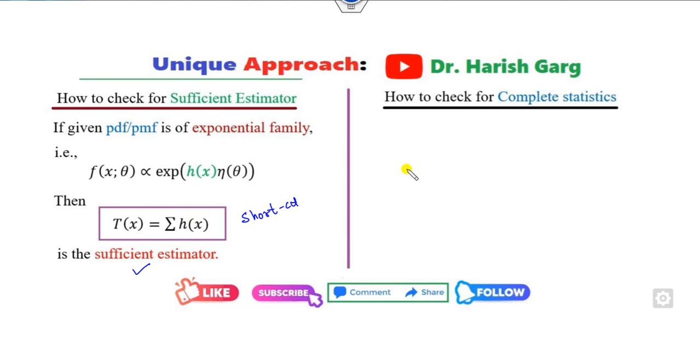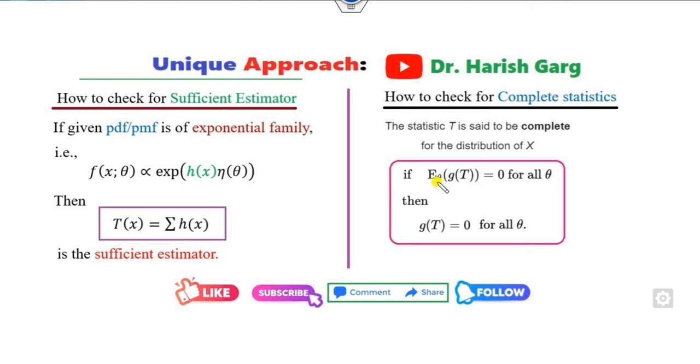For example, if my PDF is like this, an exponential distribution in x and theta, then clearly this is the exponential family. So what is my h(x)? h(x) is a function of x only here. So I can say the summation of x is my sufficient estimate. How can you prove completeness? Any statistic T is said to be complete if you start from the expected value of any function, like if T is my statistic, then g of T.